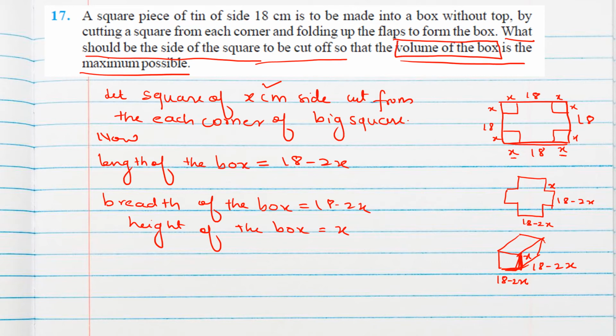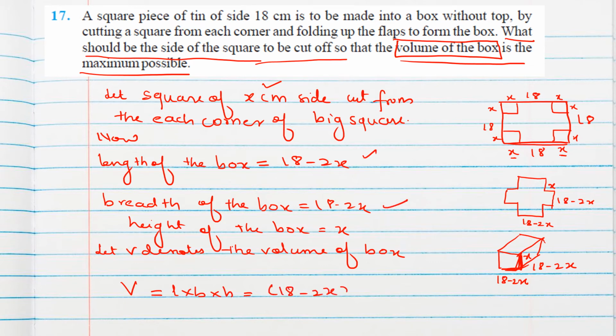So now volume is cuboidal in shape, and we know volume of a cuboid is L into B into H. So we will write here, let V denote the volume of the box. Therefore V is equal to L into B into H. See, L and B are the same, 18 minus 2x whole square, into height x. Okay, so this is our function. Now this should be maximum.